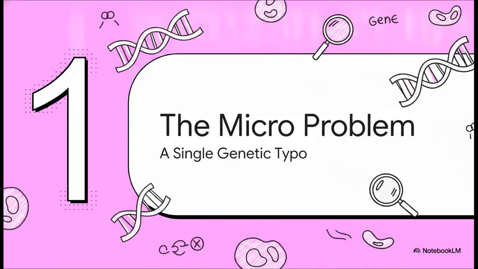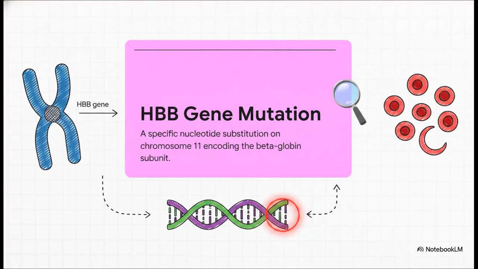Section 1. The microproblem, a single genetic typo. Let's put on our molecular detective hats for a second. At its core, sickle cell anemia is an autosomal recessive genetic disorder. That's a formal way of saying you inherit it, and it's caused by a highly specific point mutation on chromosome 11. Specifically, it happens right inside the HBB gene.